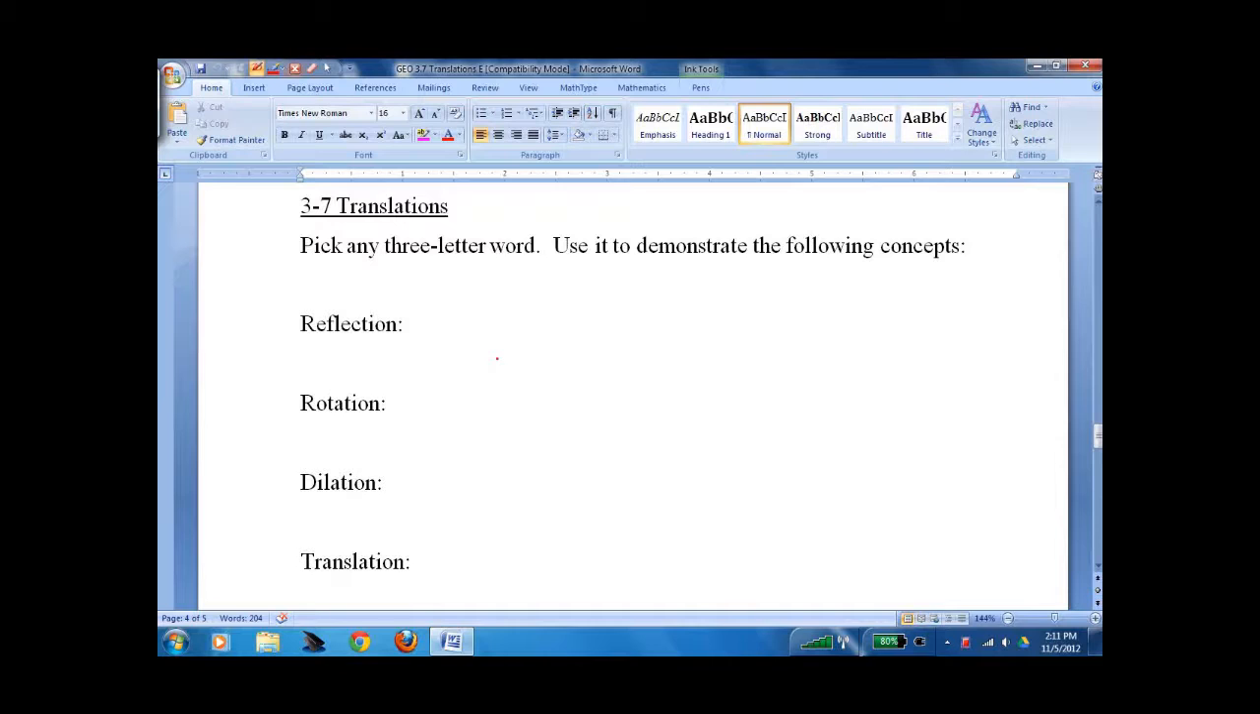Lesson 3.7, Translations. We're going to discuss what translations are by just picking a three-letter word and using it to demonstrate the following concepts. I'll pick the word saw. Simple to draw. We're going to reflect it across this line. That means like if we could fold the computer screen on top and it was wet ink, we would see this.